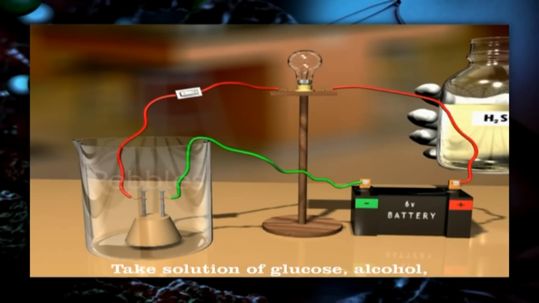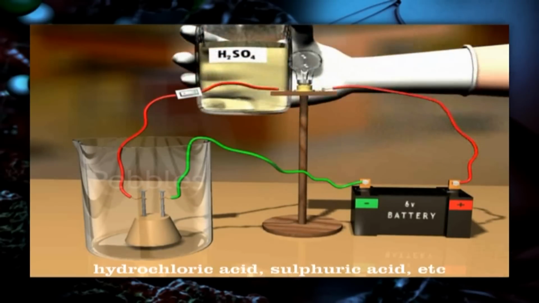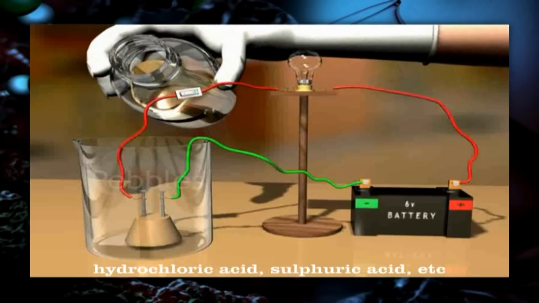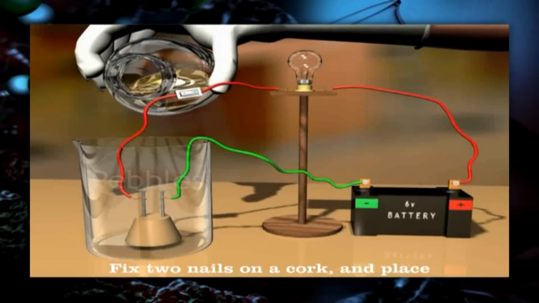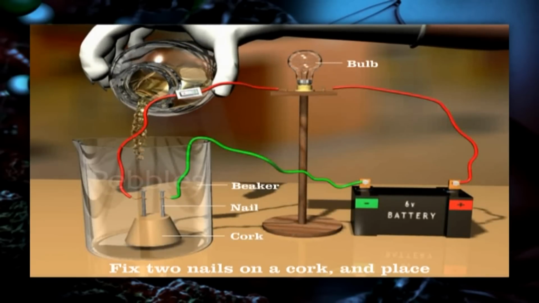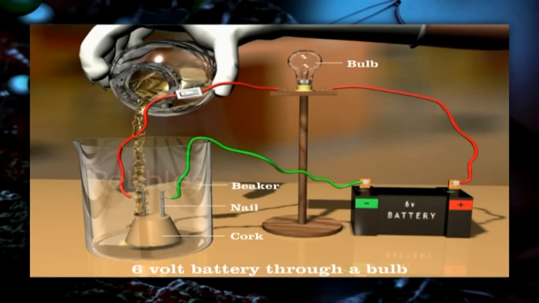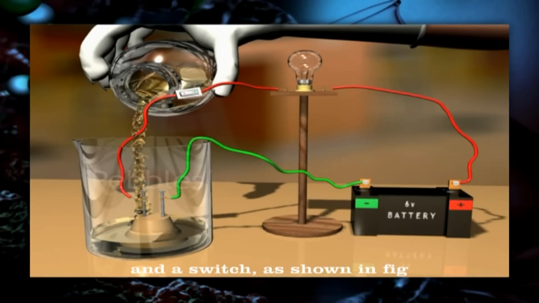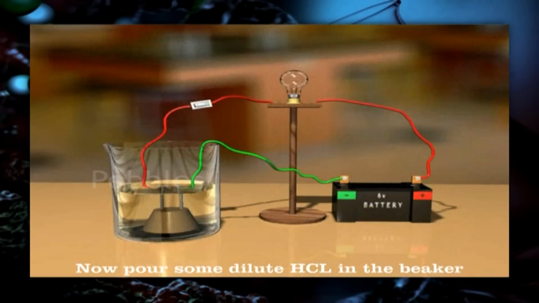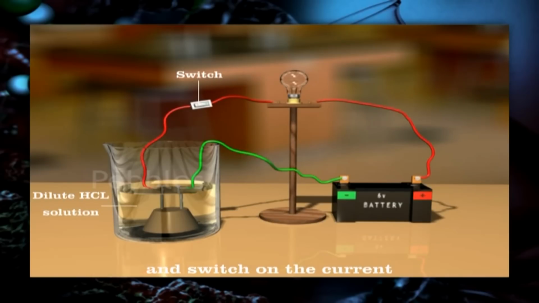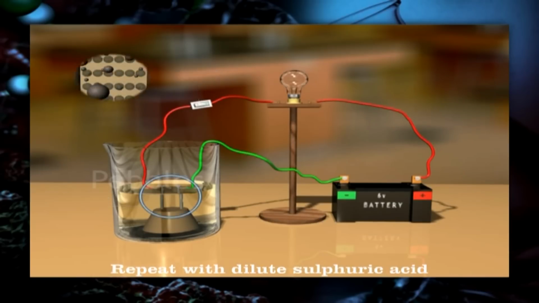Take solutions of glucose, alcohol, hydrochloric acid, sulfuric acid, etc. Fix 2 nails on a cork and place the cork in a 100 ml beaker. Connect the nails to the 2 terminals of a 6-volt battery through a bulb and a switch as shown in figure. Now pour some dilute HCl in the beaker and switch on the current. Repeat with dilute sulfuric acid.